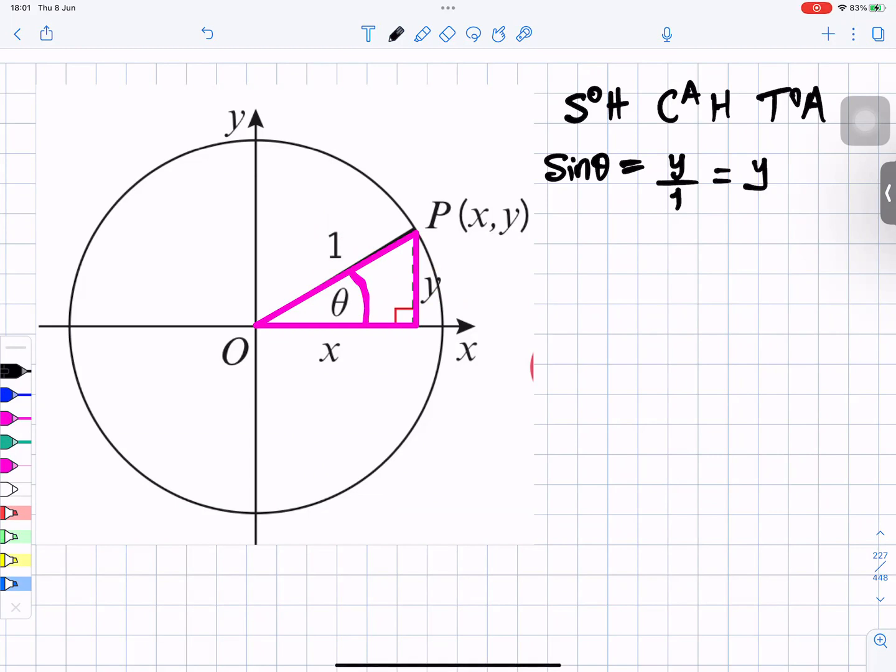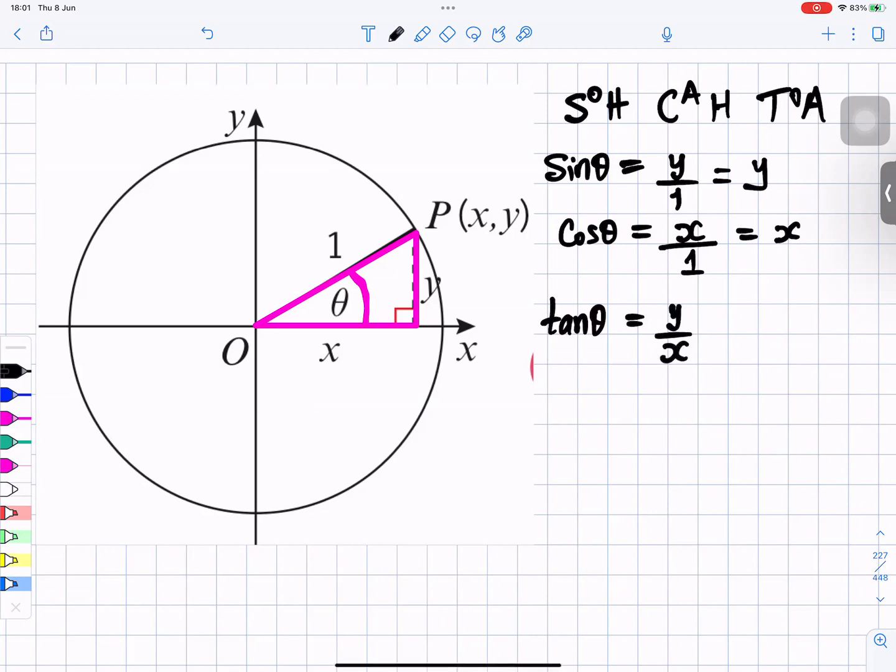Yeah. So now you tell me, what will cos theta be? It would be the x over 1. I just said our hypotenuse. That's beautiful. And x over 1 is just x. And what would tan theta be? It would be y over x. Opposite over adjacent, y over x.